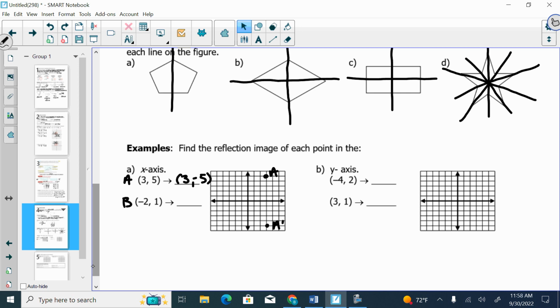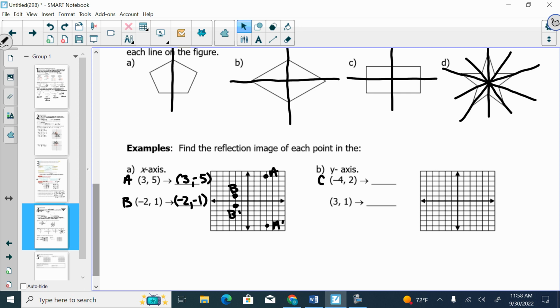Okay, if I had a point at negative 2, 1, where's that one going to be? Negative 2, negative 1. Good. So all that changed here was the sign of y, right? Okay. Let's come over here.